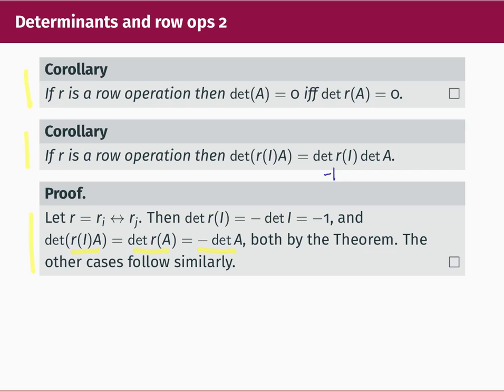So on the left, we've just established that it's minus det of A. And on the right, we've got -1 times the determinant of A. Those things are equal, so the proof follows. The other two different types of row operations can be done exactly the same way.